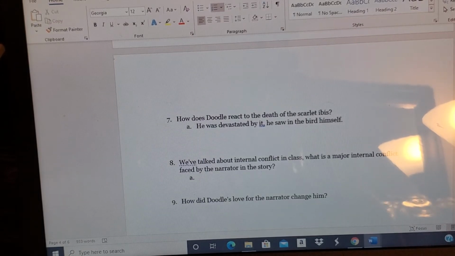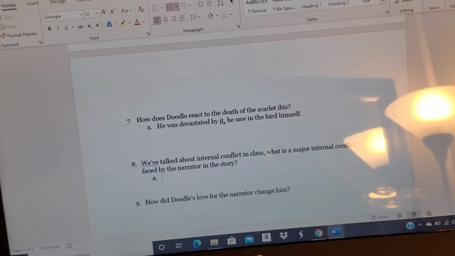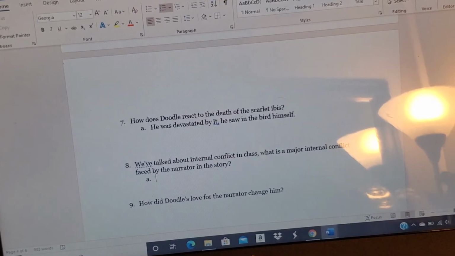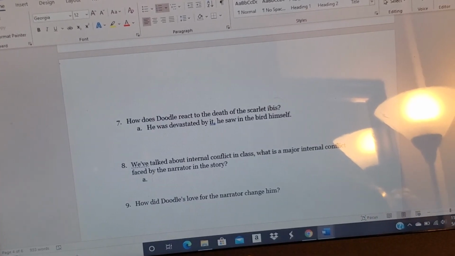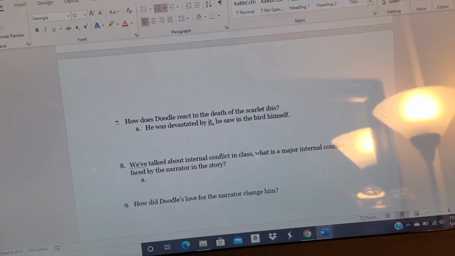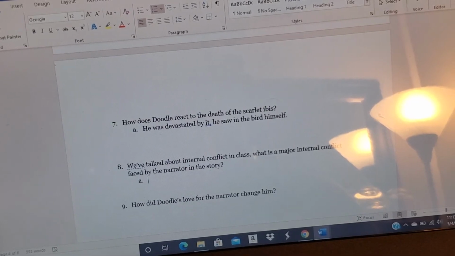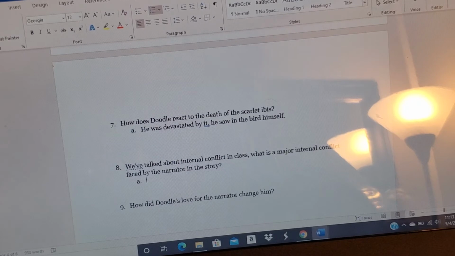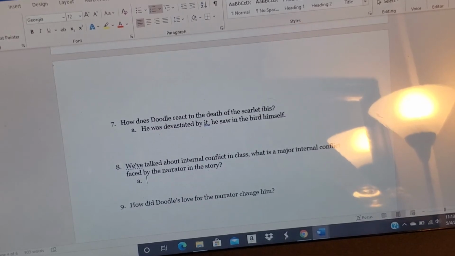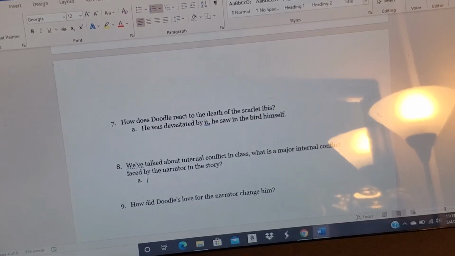Now, like the question says, we have talked about internal conflict in class on numerous occasions. We talked about it especially with the sniper and how the sniper dealt with internal and external conflicts. The external conflicts were like the woman pointing out his location. The internal conflicts were more his decisions of, do I shoot this person? Do I not shoot this person? Do I risk my life for this? Do I not risk my life for this?